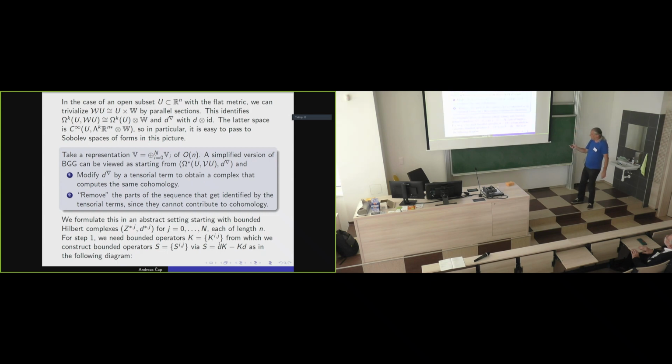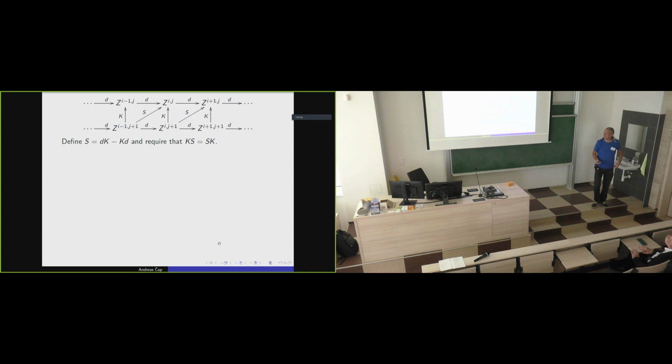Okay? And here's the diagram for that. You see the rows are indexed by the J, so we have a derivative going from C_ij to C_{i-1,j}, to C_ij, to C_{i+1,j}. And same in the next row. The K's go vertically from one row to the next. If you're familiar with BGG, you will ask yourself what that should be, and I'll come to that. And then you take D composed with K minus K composed with D to define S.